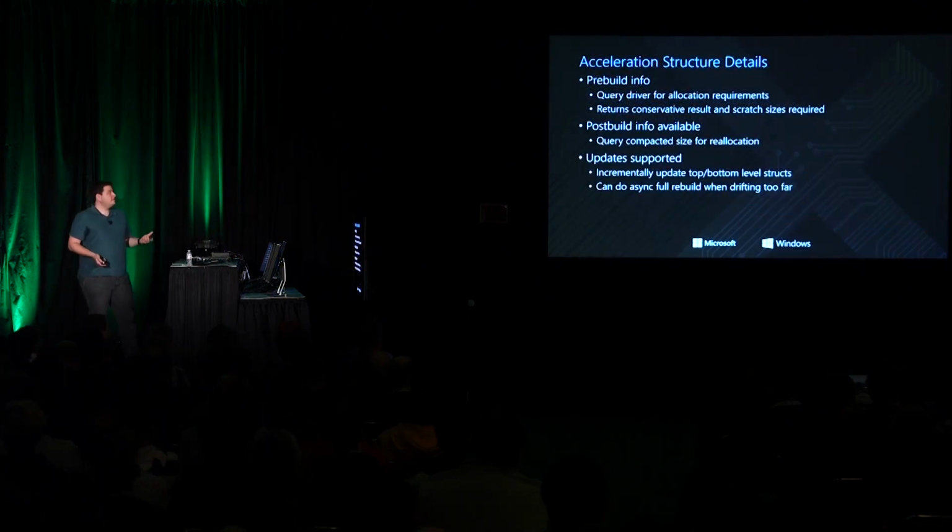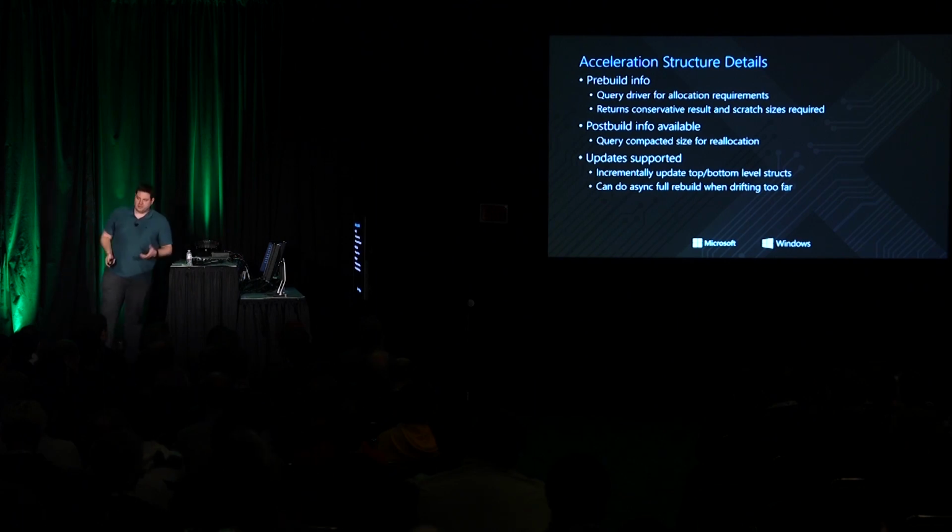Some additional details about acceleration structures. Before you construct them, you need to request the pre-build info. Because acceleration structures can vary very dramatically in the size that they require, you have to query the driver for the amount of space that you need to build. This returns a conservative result for both the result space and the scratch space. So as part of the build process, the GPU will use some scratch memory that you can then throw away, but then you also need a separate buffer to store the result into. So pre-build info tells you the conservative minimum size that you need for both of those structures.